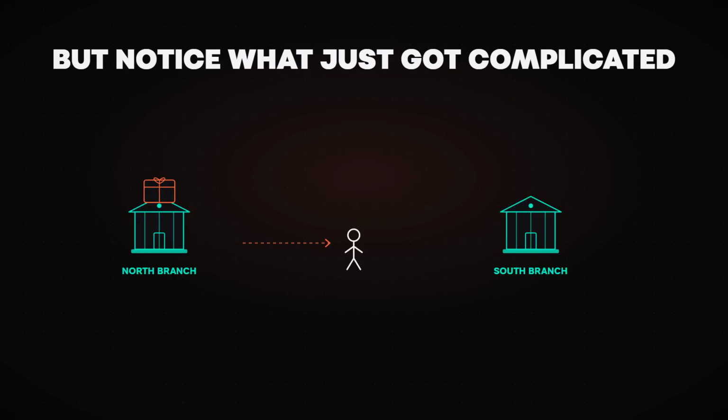That is horizontal scaling. But notice what just got complicated. When a customer wants to pick up a parcel they dropped off at the north branch, they cannot just walk into the south branch and expect it to be there. The parcel is on a specific shelf at a specific location. If the branches do not coordinate their inventory, customers get the wrong answer at the wrong counter.